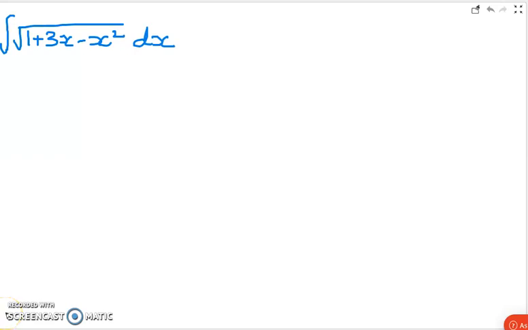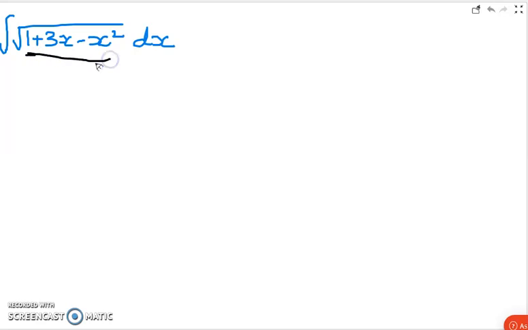Hello students, today we are going to see one of the problems of integration, and the question is the integration of under root 1 plus 3x minus x square dx. So here, first of all, we should try to make this into the formula type, maybe the formula under root of a square minus x square, or x square minus a square, something. So let's start.